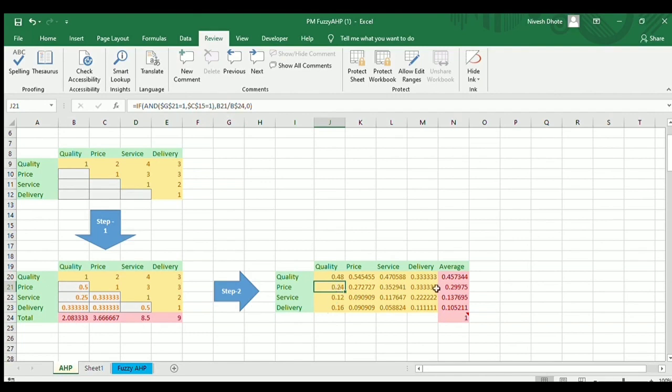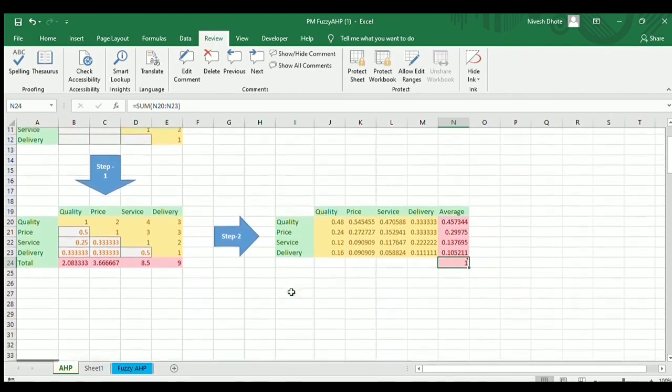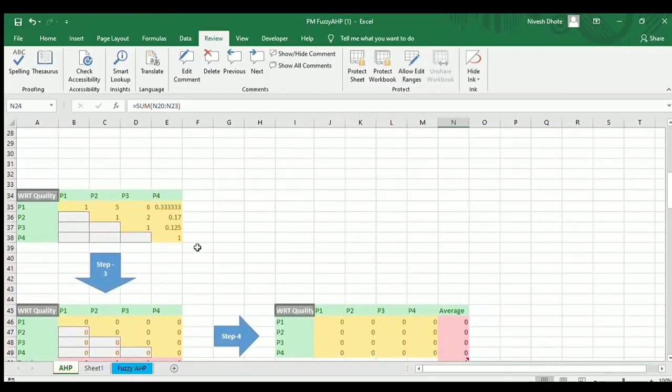Similarly, we do it for every factor, and after that we figure out the average of all these values. The average signifies the weightage of quality over all these factors. So quality is 0.45, similarly price is 0.29, and once we add all these factors, we get 1. So the sum should be equal to 1.